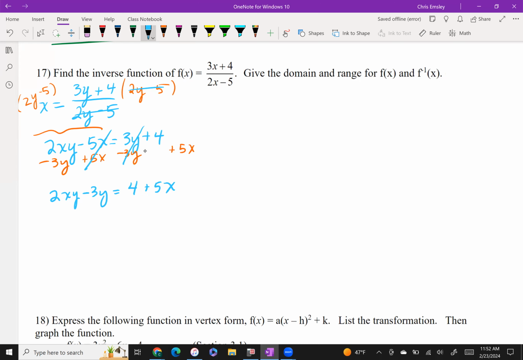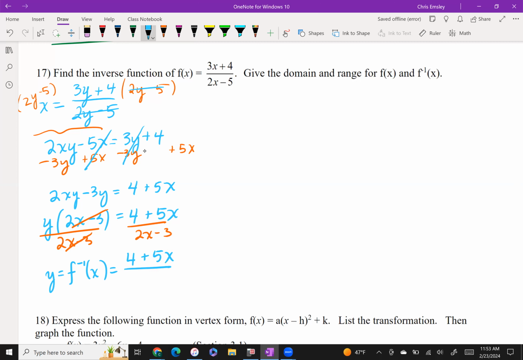Hey, one step closer. The y's are all on one side. That's good. Now we have y in two separate terms. So in order to get it where we can solve for y, we're going to factor that y out front so that we have just the y in the one location. This is y times 2x minus 3. So to solve for y, we're going to divide by 2x minus 3. Cancel, cancel. And we have y. Or if we want to label it as our inverse, it would be f inverse of x equals 4 plus 5x over 2x minus 3. There is our inverse function.